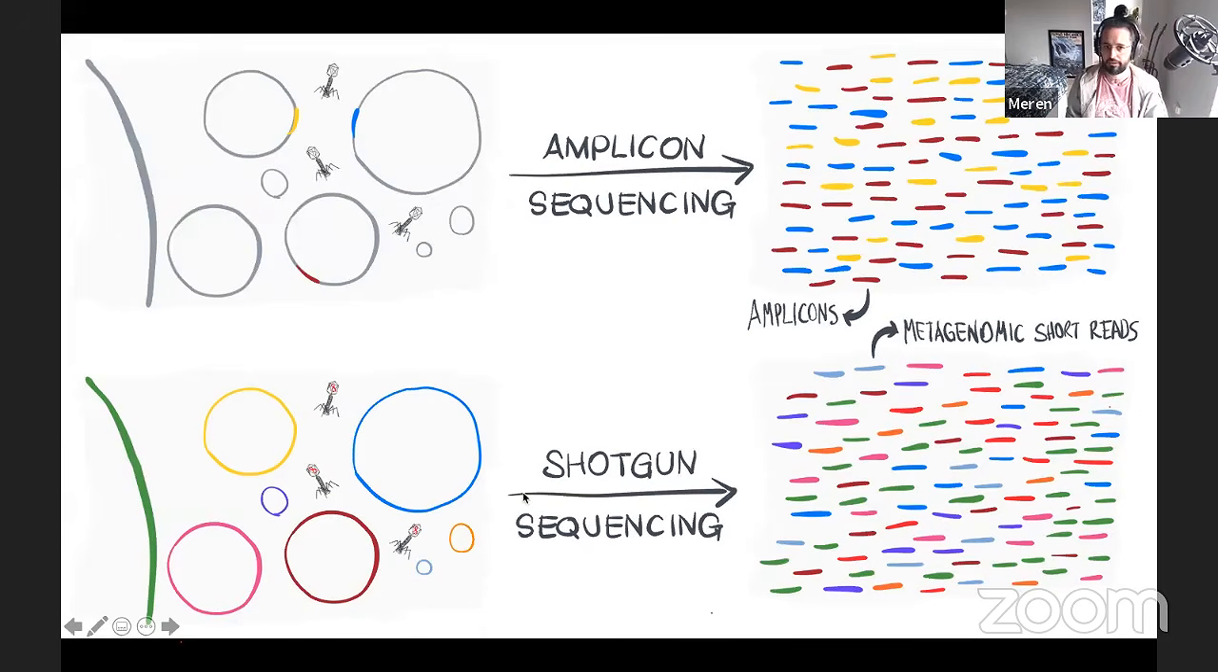On the other hand, shotgun sequencing has the advantage of characterizing those genetic components of a given environment that are not necessarily recognized by our primers, which are forever going to be limited in their access.